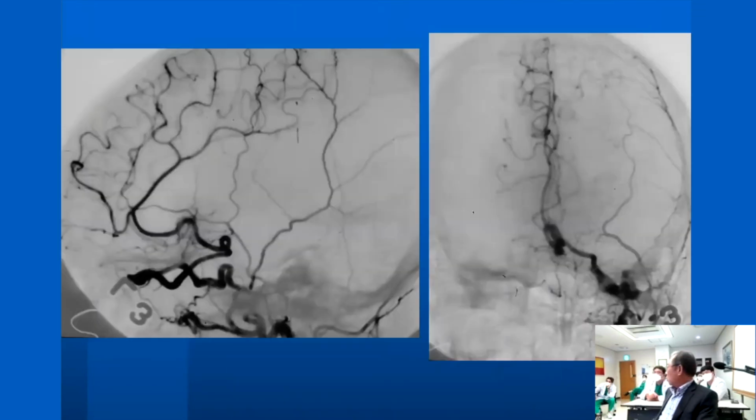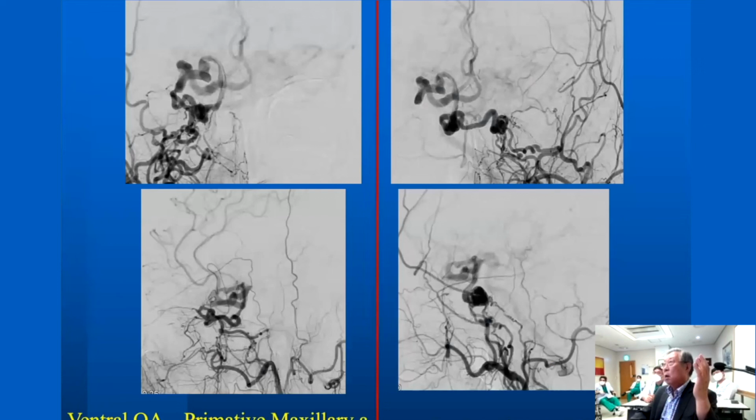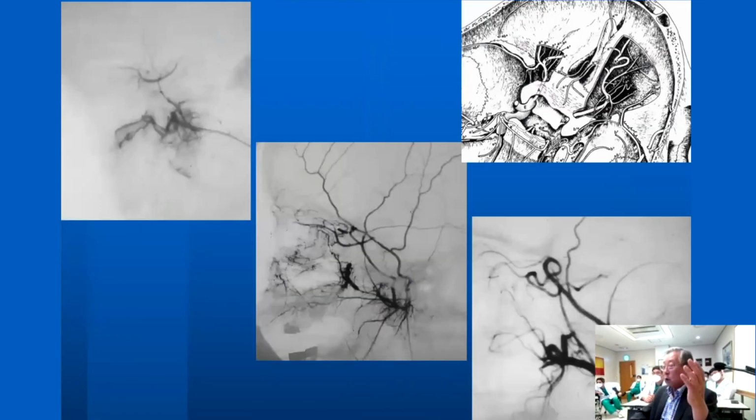This is an external carotid artery injection. What do you see here? Accessory middle meningeal, dorsal ophthalmic, ophthalmic. This is the anterior cerebral artery. So this is a true connection between the dorsal ophthalmic and the ventral ophthalmic, the anterior cerebral artery. I have never seen a case like this. I did this angiogram in '84, '85. This is another complex case. It would take a long time to explain it.